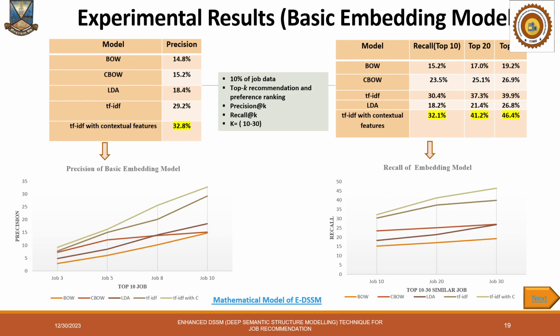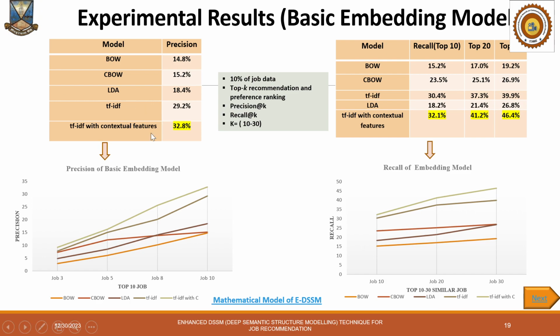Finally this multi-layer perceptron and non-linear function will generate objective functions, and it will produce the ranked skills. For this experimental purpose, we refer to some basic embedding models: bag of words, continuous bag of words, LDA, and term frequency and inverse document frequency with features. We evaluated their precision and recall on this categorization. Here we consider 10% of job data, and we provide k values from 10 to 30.